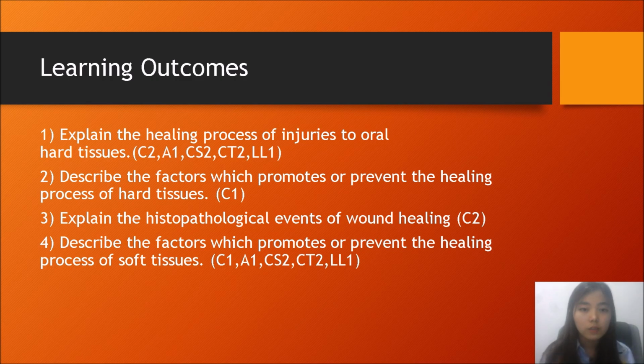These are our learning outcomes. First is to explain the healing process of injuries to oral hard tissues. Second, to describe the factors which promote or prevent the healing process of hard tissues. Third, to explain the histopathological events of wound healing. And lastly, to describe the factors which promote or prevent the healing process of soft tissue.